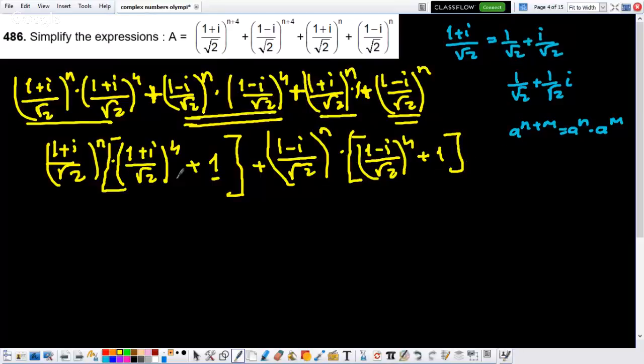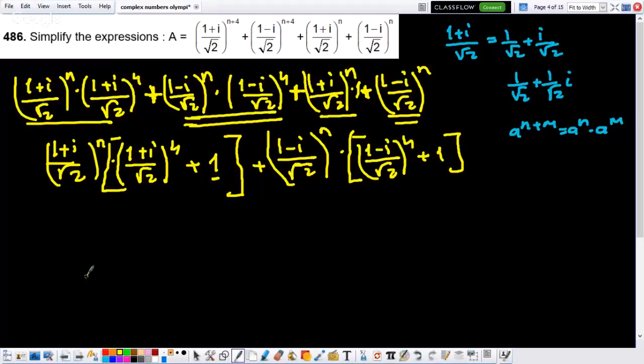So I need to calculate here because I cannot do any operation because I don't know n here. And there must be some tricky part here. I need to find (1 + i)/√2 to the power of 4, what it is. Then I'm going to try to get the answer. And I'm going to find here one by one.